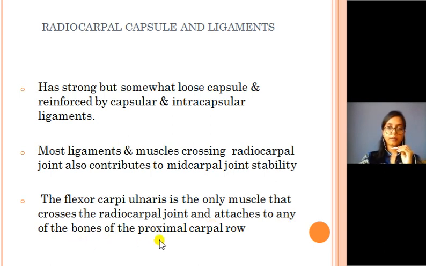So this comes to an end of the first part of biomechanics of the wrist joint.